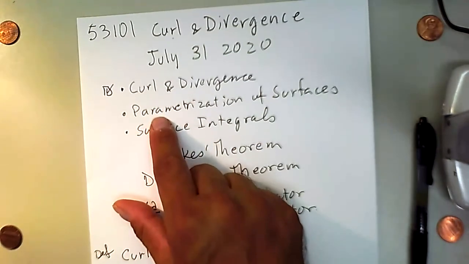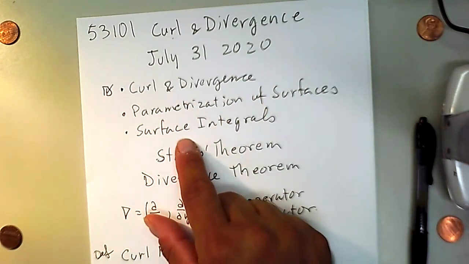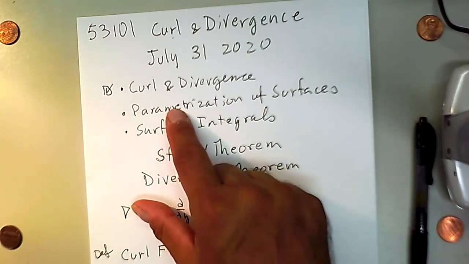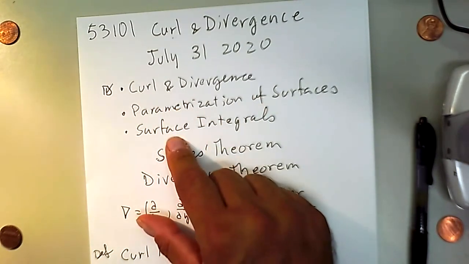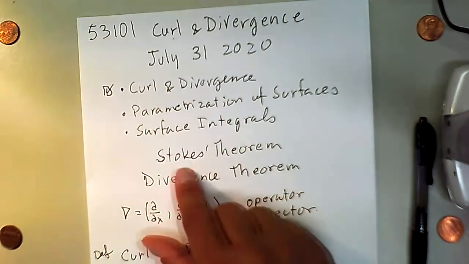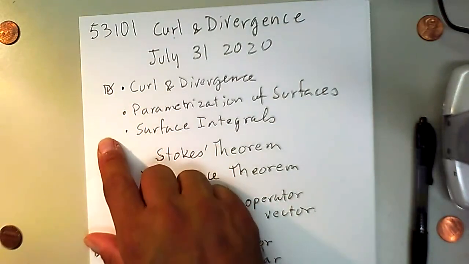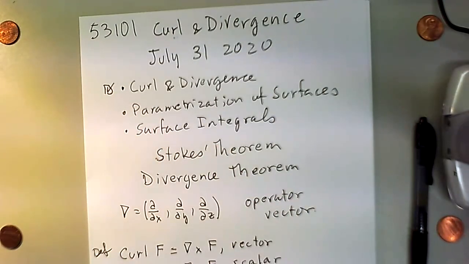The next video will be about parameterization of surfaces, and then the next one about surface integrals, because we need parameterization of surfaces in order to do surface integrals. And we need surface integrals in order to start working on Stokes' theorem. So right now we're here, and we're going to move on to the other two in future videos. All right, we'll stop here.